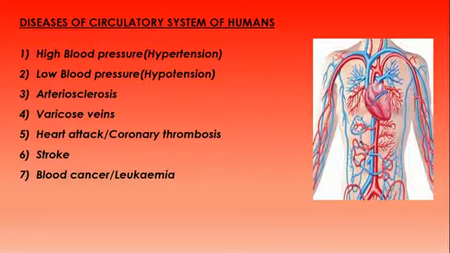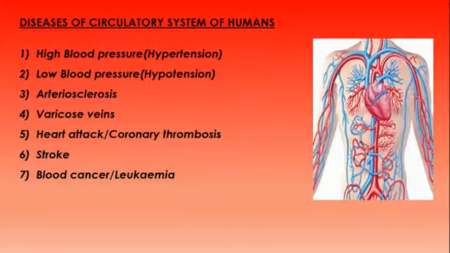Let us go through the diseases. We have high blood pressure, also known as hypertension. Low blood pressure, also known as hypotension. Then we have arteriosclerosis, the hardening of the arteries. We have varicose veins. We have heart attack or coronary thrombosis. We have stroke. We have blood cancer or leukemia. Of course, we have other diseases which are very popular in medicine.